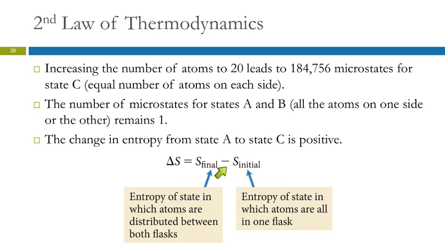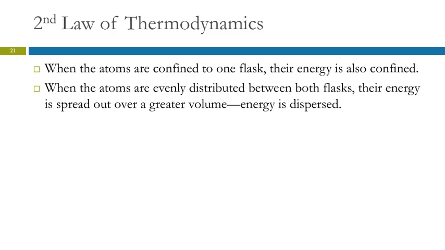So the final entropy is the entropy of the state where we have atoms distributed between both flasks, and the initial was the entropy of the state where all the atoms were in one flask. And so by the gas spreading out, we have an increase in entropy. Does that make sense? When the atoms are confined to one flask, their energy is also confined. When we allow the atoms to distribute between both flasks, their energy is also distributed over a greater volume. So energy is dispersed, and that also corresponds with an increase in entropy.